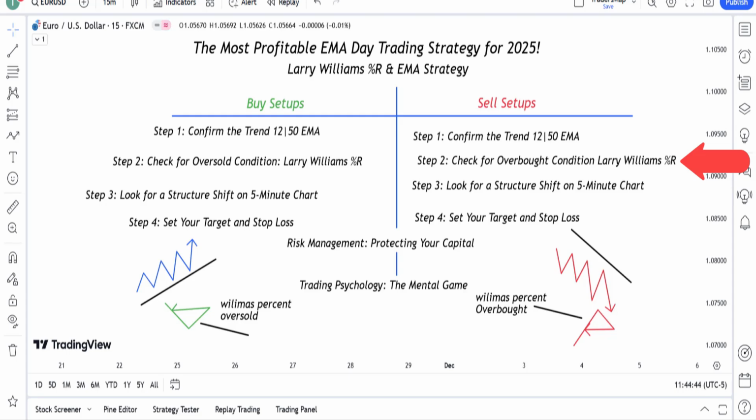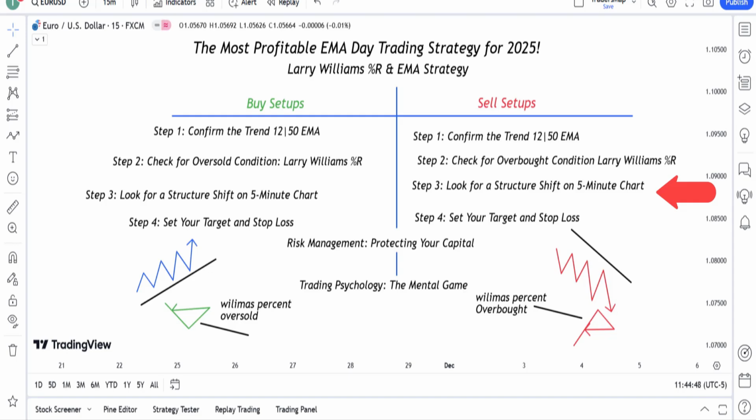When combined with a bearish trend, it's a strong signal that the market could turn downward soon. This step ensures you're trading at the right time, not just randomly jumping into a sell. Step 3. Wait for structure shift. Once you've identified a bearish trend and overbought conditions, switch to the 5-minute chart.